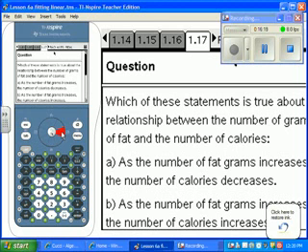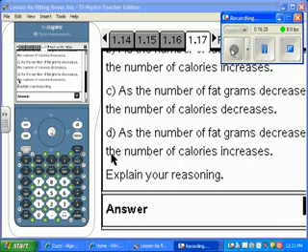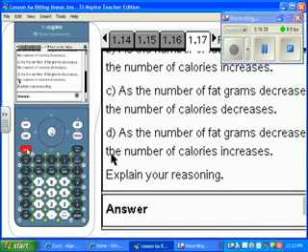Which of these statements is true about a relationship between the number of grams of fat and the number of calories? I want you to read through them and select it. Let's see if you get it right. We have two answers for this. We're dealing with B and C here. As the number of grams of fat increases, the number of calories increases; as the number of fat decreases, the number of calories decreases. Let's try the next page.